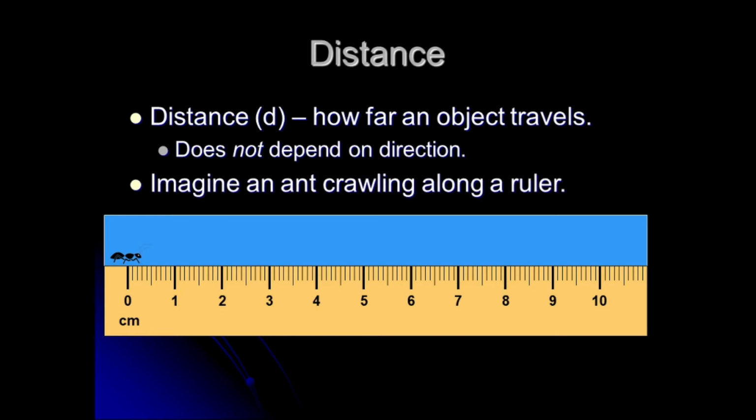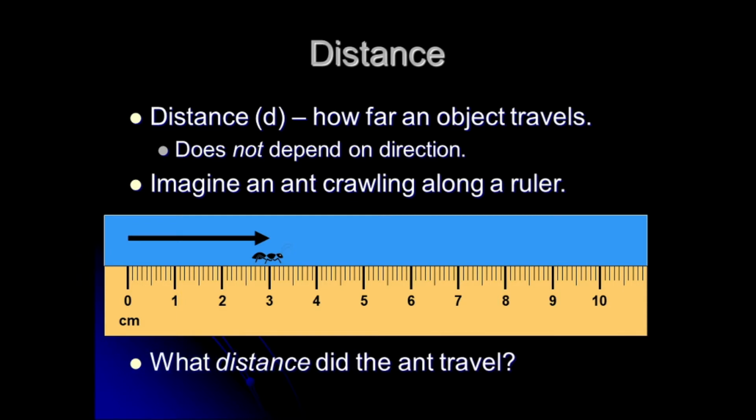Now, say for example here, we have an illustration below. The ant crawls from 0 centimeter towards 3 centimeter. So what distance did the ant travel? It would be 3 centimeter.